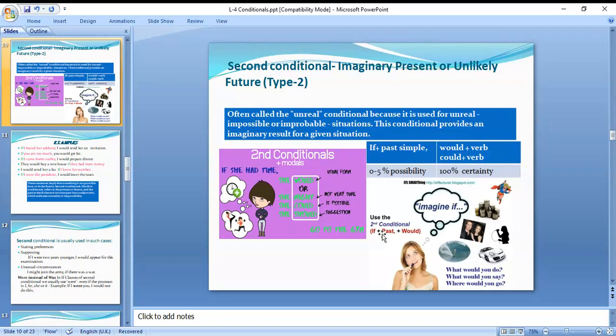We have already done the first condition. Now the second conditional, that is imaginary present or unlikely future. Often called the unreal conditional because it is used for unreal or impossible or improbable situations. This conditional provides an imaginary result for a given situation. The structure is: in the subordinate clause we use past simple, and in the main clause we use would plus the base form of the verb.